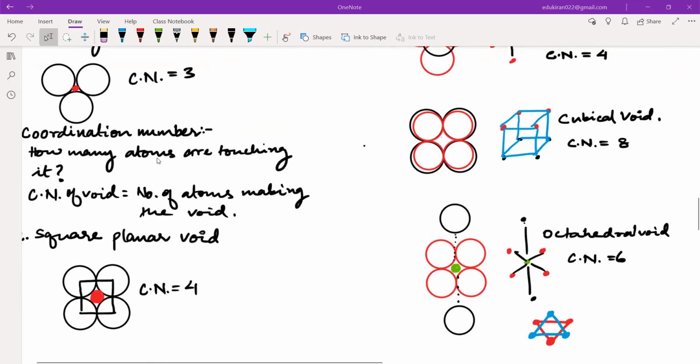Can you see that here we have 3 atoms I have placed, and in the center we have a vacant space, and vacant spaces are called voids. Okay, vacant spaces are known as voids.